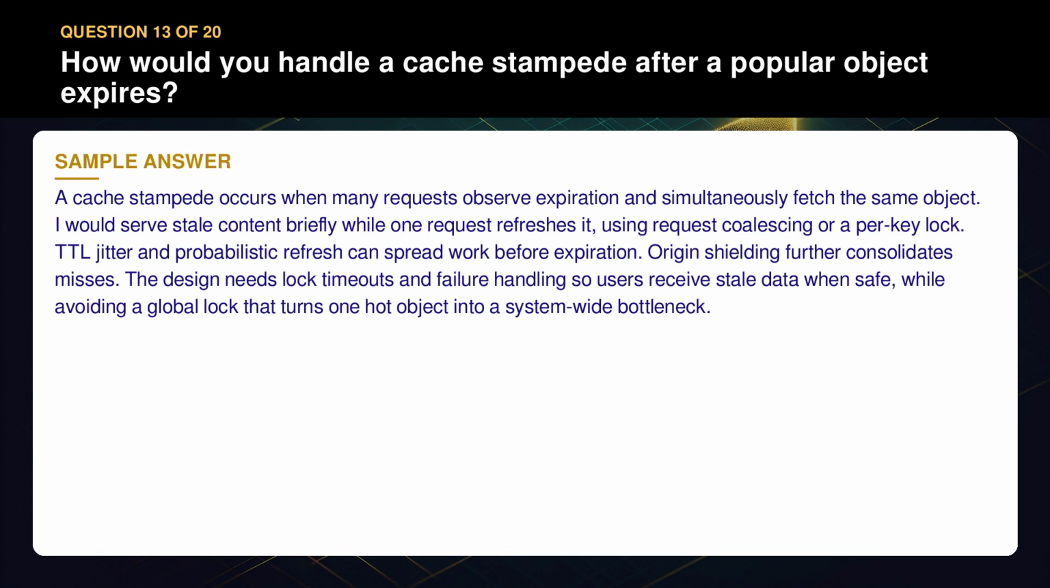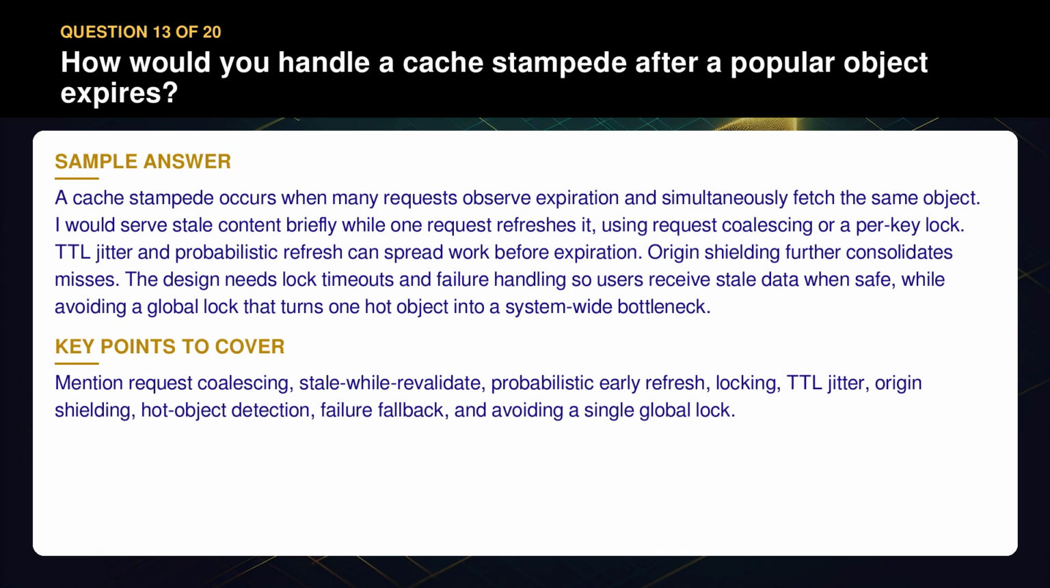The design needs lock timeouts and failure handling so users receive stale data when safe, while avoiding a global lock that turns one hot object into a system-wide bottleneck. Mention request coalescing, stale while revalidate, probabilistic early refresh, locking, TTL jitter, origin shielding, hot object detection, failure fallback, and avoiding a single global lock.